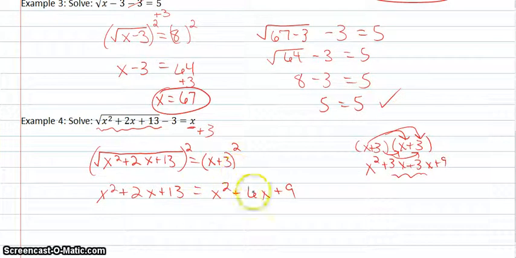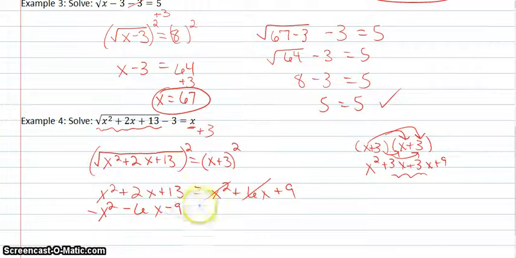Okay, and then after we do that, we need to move everything to one side of the equal sign. So I'm just going to move everything to the left side just as a habit. You could move everything to the right side, and in the end you would still get the same answers. So I'm going to subtract x squared, then I'm going to subtract the 6x, and I'm going to subtract the 9. So my x squareds will cancel, and I'll have a negative 4x plus 4 equals 0.